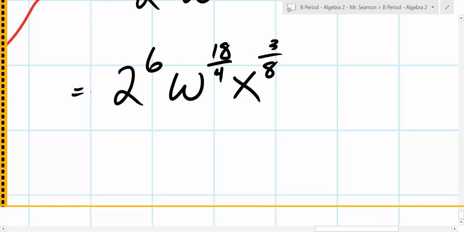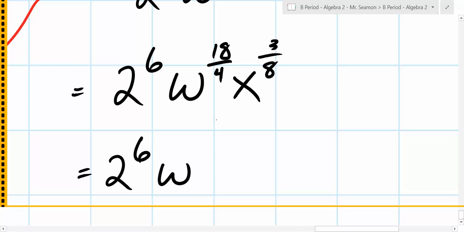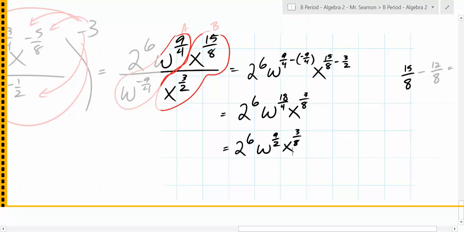Now there's only one last thing you can do to this. What's the one thing you could do to simplify it? And it's not the 2 to the 6th. It's okay to write it as 2 to the 6th. What's that fraction simplify to? 9/2 x to the what? 3/8. So are you with me so far on that?